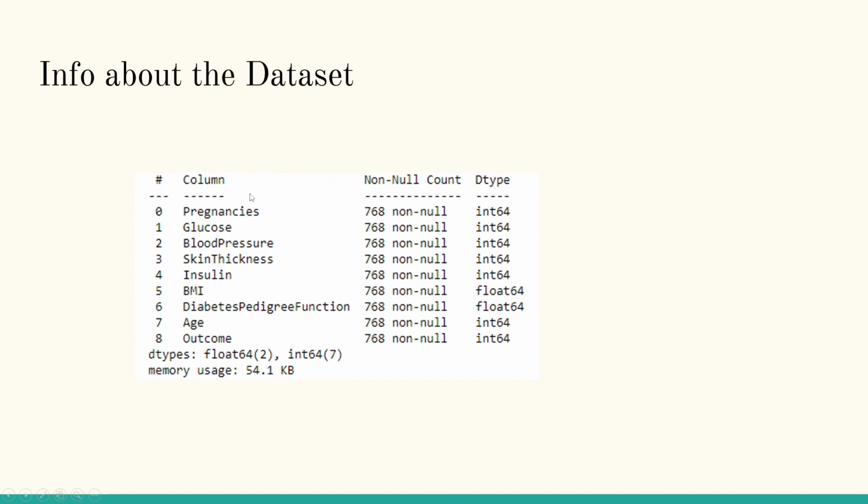So let us have a quick look at the data types of the columns and how many non-null values the dataset contains. You can see here that we have a total of 768 rows in our dataset. None of them have any null values, so we don't need to do any kind of imputation or removal of null values. So the dataset is already clean. The data type for BMI and diabetes pedigree function is float, and all the remaining ones are of type integer.